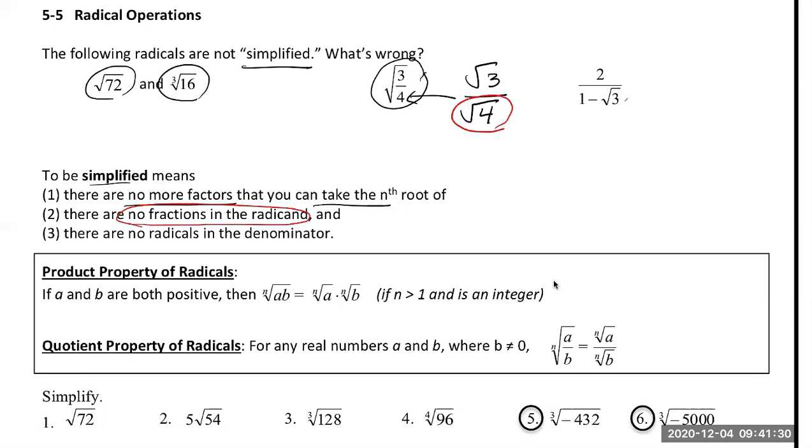And then lastly, we have kind of a similar issue here. We have a binomial in the denominator, but one of those terms is a square root of 3. So we're going to have to do a process called rationalize the denominator by multiplying by the conjugate, which we'll see in a later video. But there should be no radicals in the denominator. So those are things that we'll look for when we ask you to fully simplify your answer. You'll have to hit those different things.